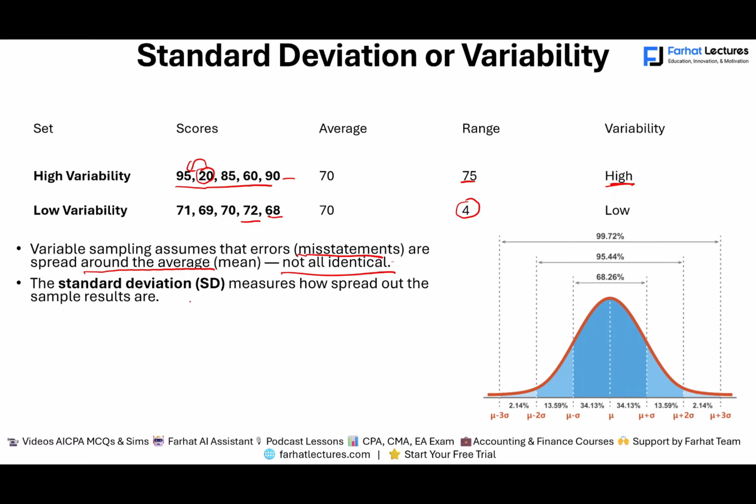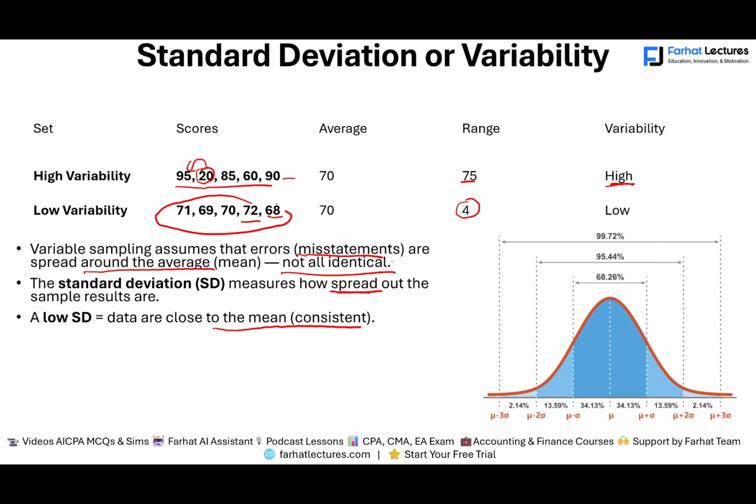The standard deviation measures how spread they are around the mean. Are they close to the mean or far away from the mean? A low standard deviation means that they are close to the mean. They are consistent, like this one. So if we compute the standard deviation for class B, it will be lower than class A.